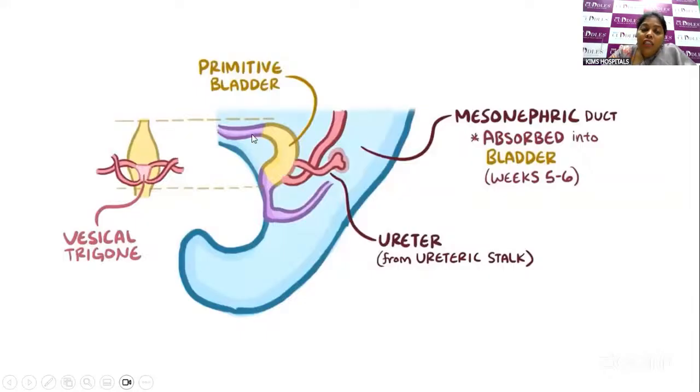So the urogenital sinus, the upper part forms the primitive bladder, whereas the mesonephric duct, which was draining, gets absorbed into the bladder during the 6th to 10th week and forms the trigone of the bladder. So if you see carefully, the bladder is formed from the cloaca, but the trigone of the bladder is formed from the mesonephric duct.